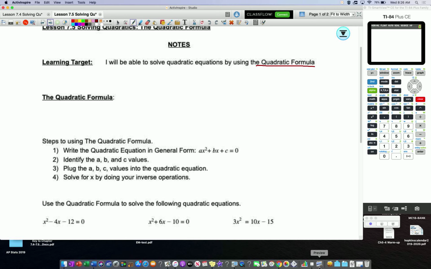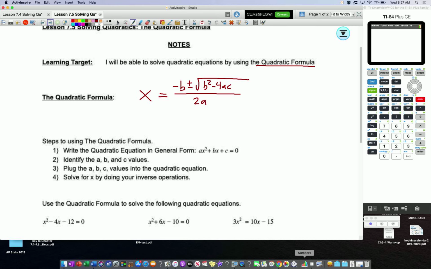You might remember this from your Algebra 1 days. We can solve for x in terms of three values, a, b, and c. I'm going to talk about what those numbers are in just a second, but you might remember this formula as x equals negative b plus or minus the square root of b squared minus 4ac, all over 2a.